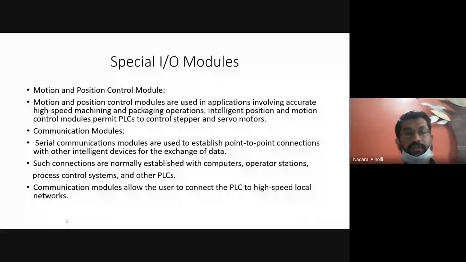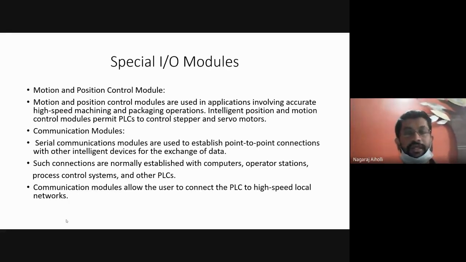Communication modules allow the user to connect the PLC to high-speed local networks. The PLCs are connected to other modules, such as other PLCs or computers. The PLC is connected to high-speed local networks. Local area network, you might have heard of the term LAN. The LAN cabling is done in your computer lab, correct? The area is small, and if the network is established within the small area, that is called a local area network.